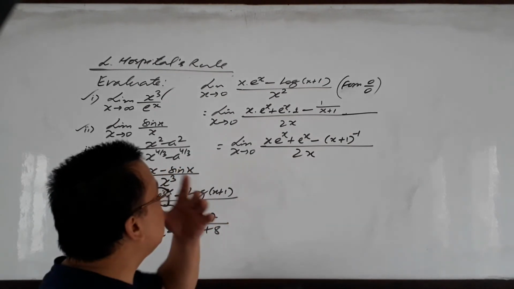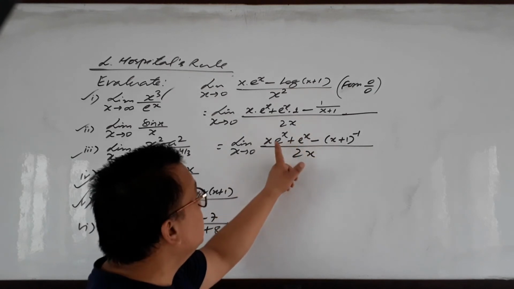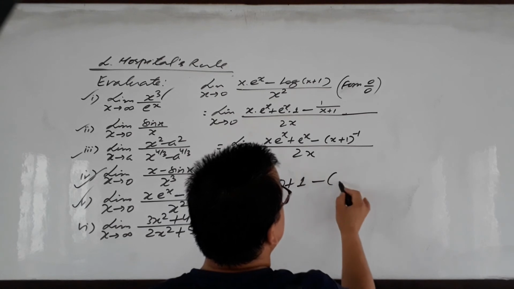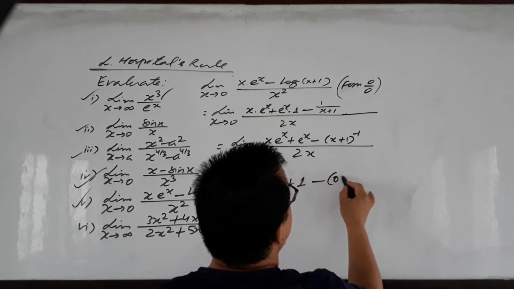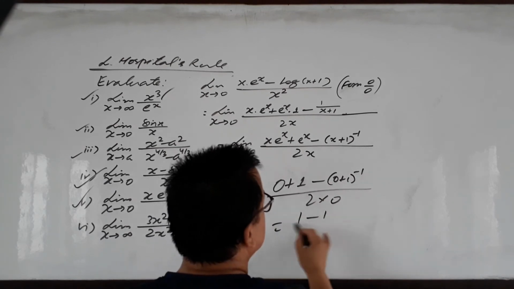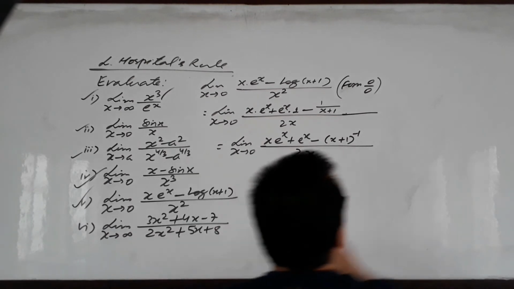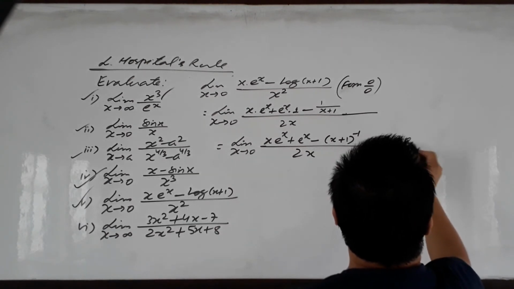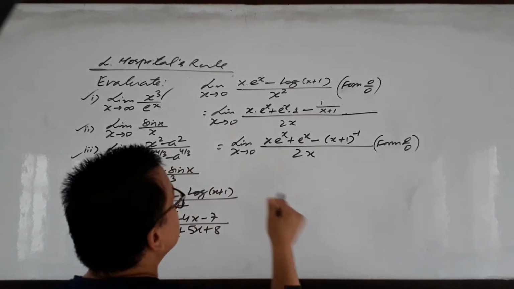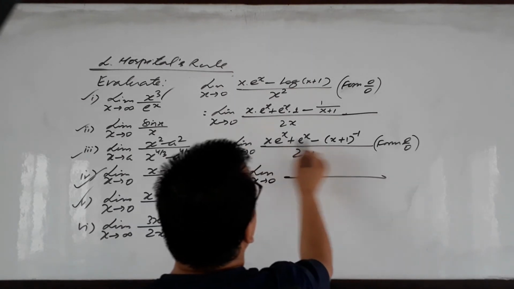So let's check over here. For 0, it becomes 0 times e^x, which is 1, plus 1 minus 1 upon x plus 1 over 2 times 0, so 1 minus 1 upon 0. Okay, so again this is in the form of 0 upon 0. So let's find the derivative again.